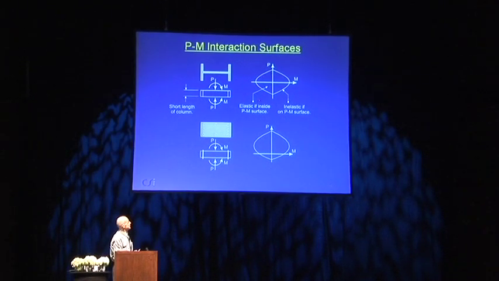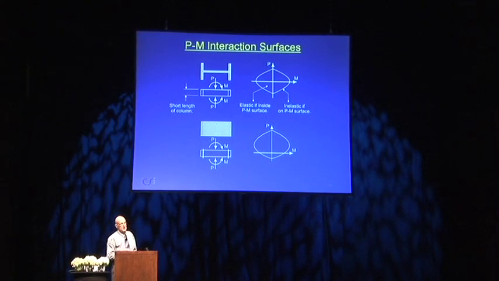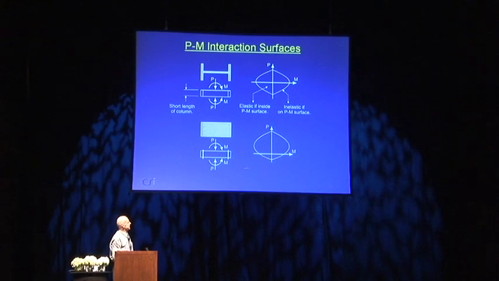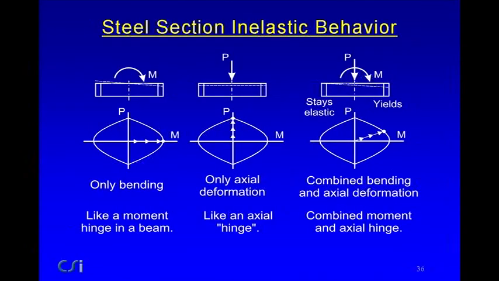If the PM point is inside the interaction or yield surface, then the column is elastic. If it reaches the surface, then a plastic hinge forms. And the problem is, what happens when a plastic hinge forms? We'll talk about that in a moment. Concrete's a little different. You get an interaction surface that looks like this. Let's look at a steel section. Just look at some simple aspects of inelastic behavior for a steel section.